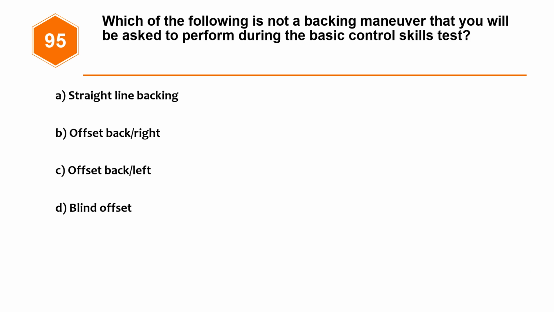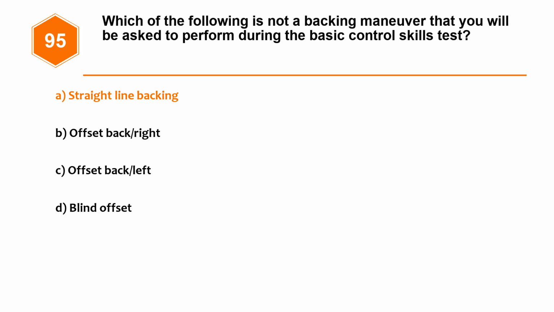Question 95. Which of the following is not a backing maneuver that you will be asked to perform during the basic control skills test? Option A, straight line backing. Option B, offset back/right. Option C, offset back/left. Option D, blind offset.